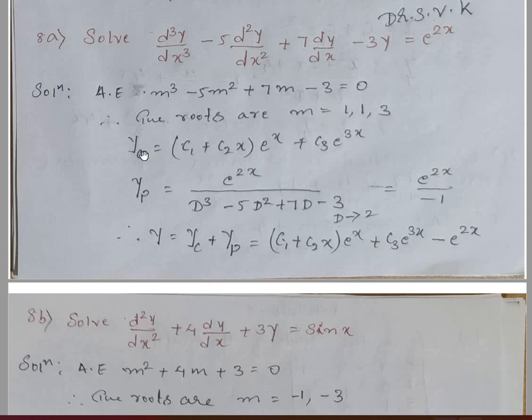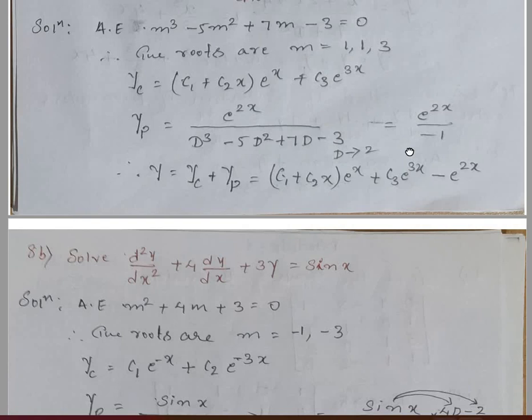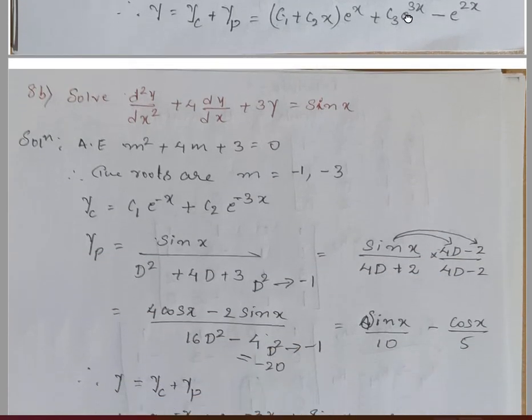So therefore the solution yc is (c1 plus c2 x) e power x plus c3 e power 3x. Yp is what? E power 2x divided by function of D. Function of D is nothing but the left hand side of the given differential equation. Just replace D by 2. I am going to get e power 2x divided by minus 1. Adding yc and yp, that will be the required result for the given differential equation. This carries 6 marks.